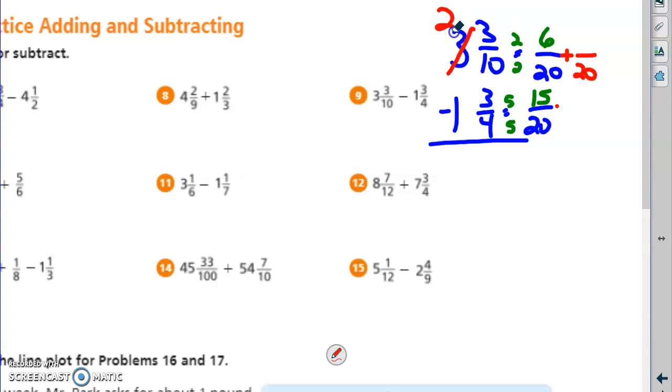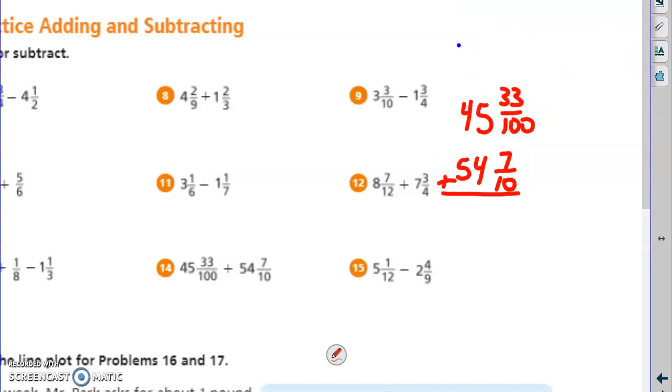Well, if I have a pan of brownies and I cut it into 20 brownies and I eat the whole thing, how many of those 20 brownies have I eaten? 20. Same numerator and denominator, 1 whole. 26 20ths, subtract. Now I can do it. I get 1 and 11 20ths.